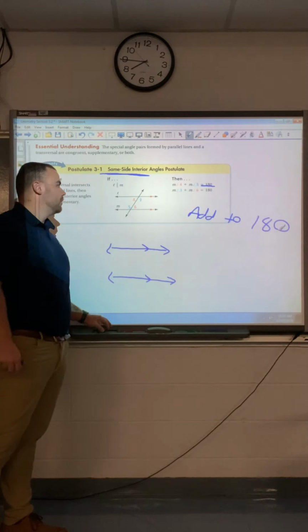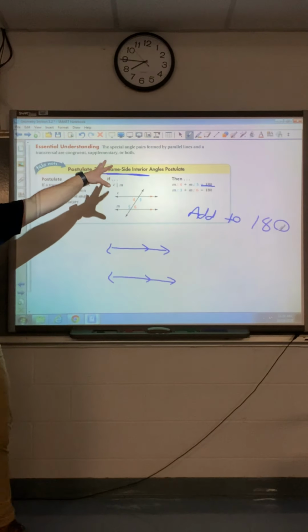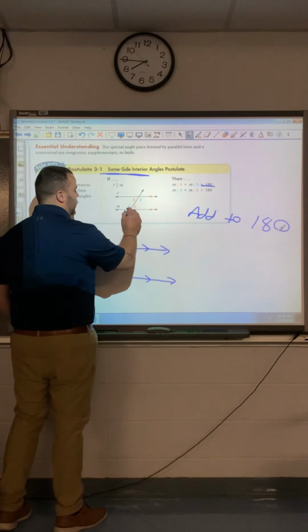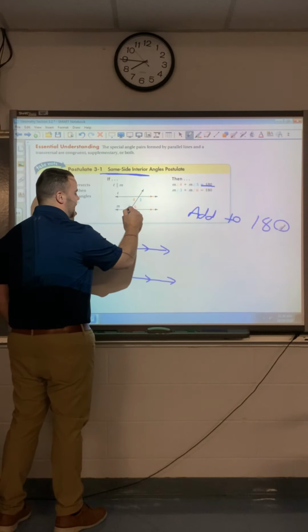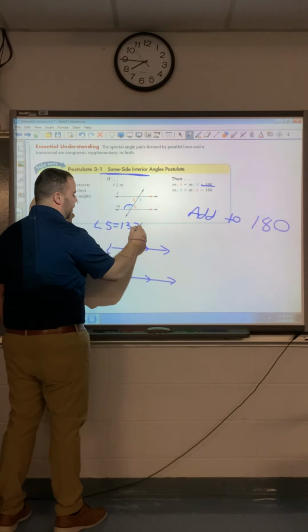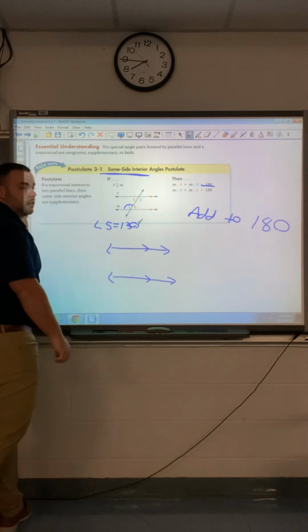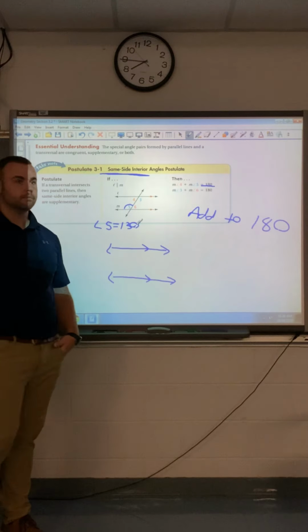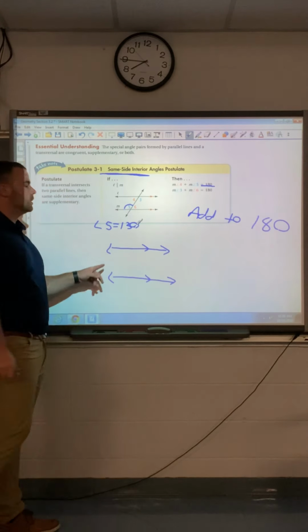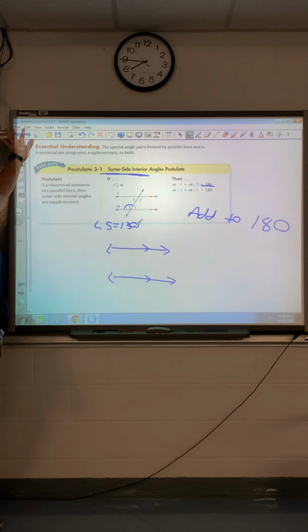So same side interior angles are supplementary, which means they add up to 180 degrees. So angle 4 plus angle 5. If I told you angle 5 was 130 degrees, what would angle 4 have to be? 50, because they add up to 180. Supplementary. There are going to be a couple of these. Let's go to the next one.